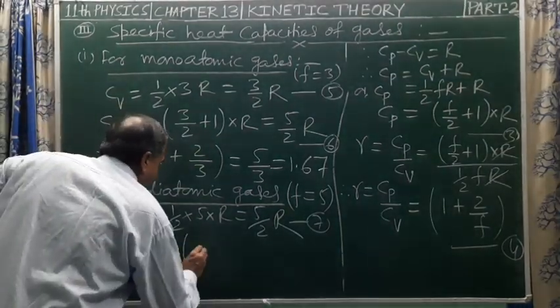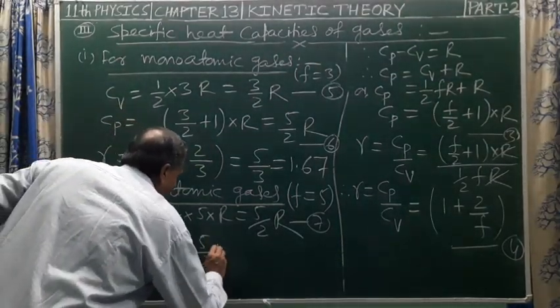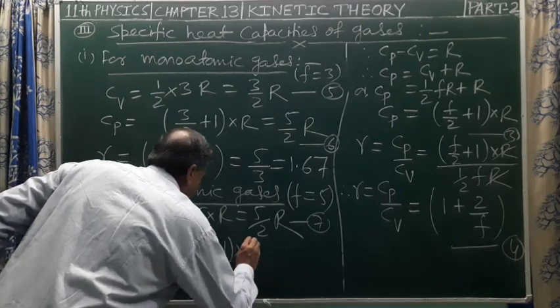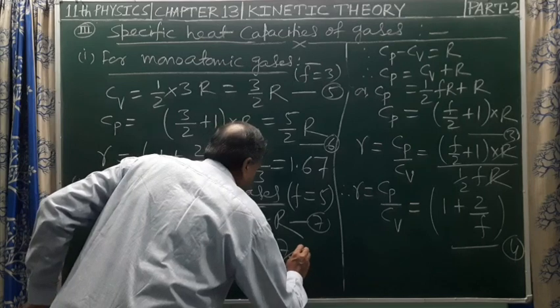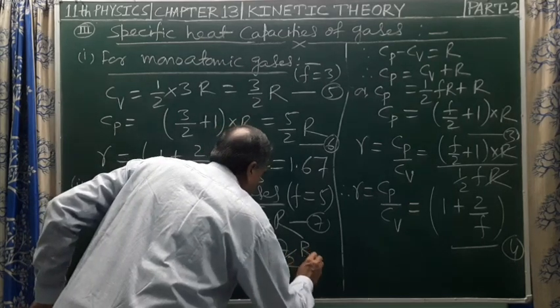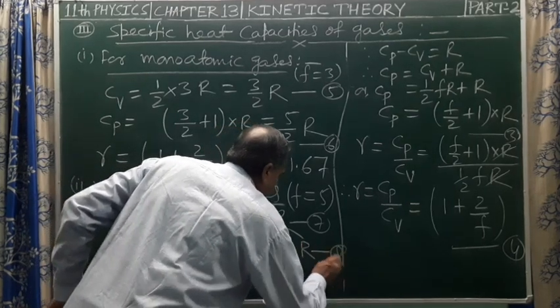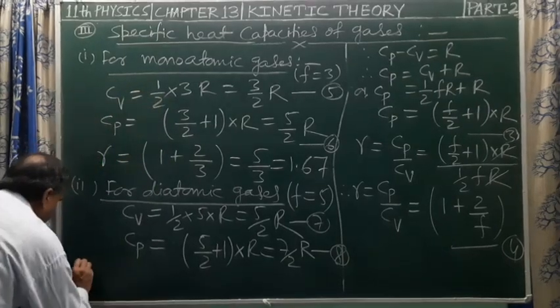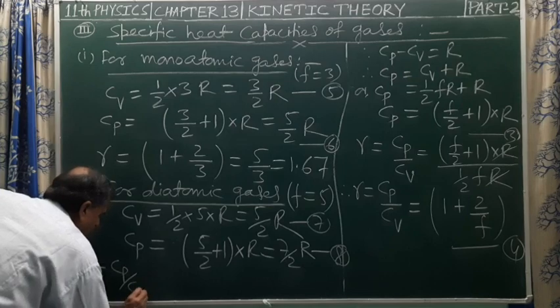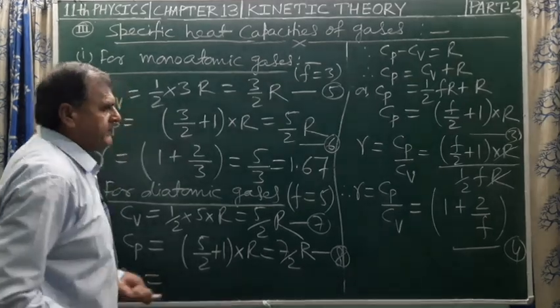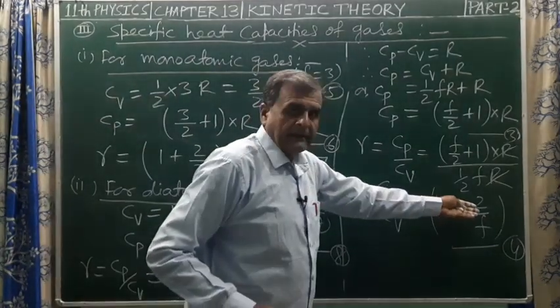So F equals 5, so 5 by 2 plus 1 multiplied by capital R, that is 7/2 into capital R. Capital R is the gas constant, say it is equation number 8. Now gamma, which is the ratio of Cp by Cv for a diatomic gas, the direct formula is 1 + 2/F.